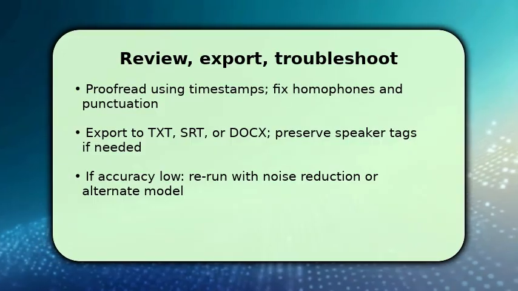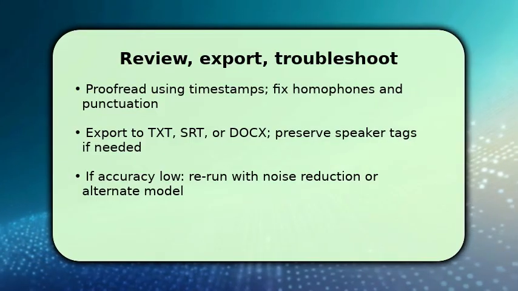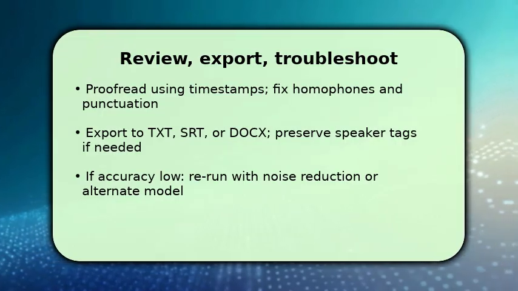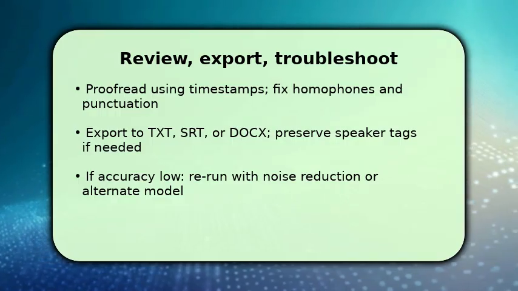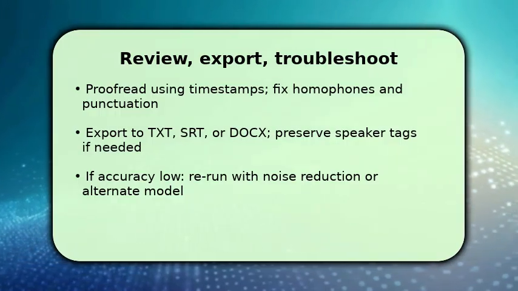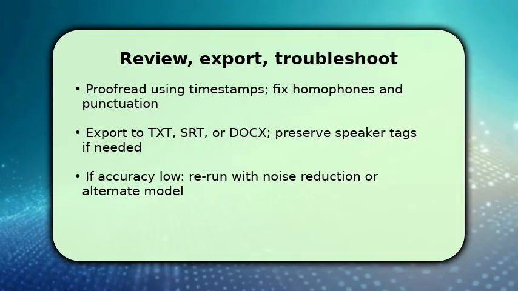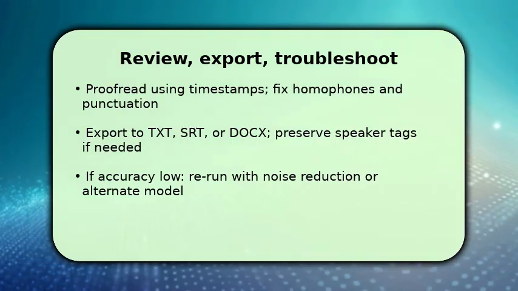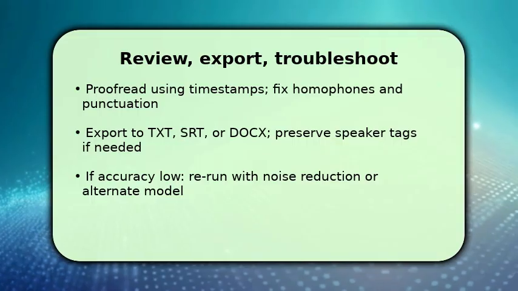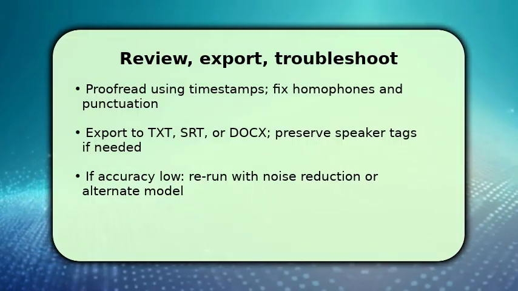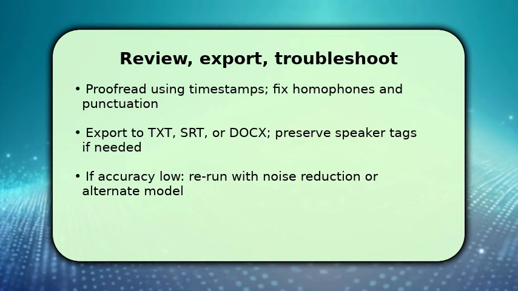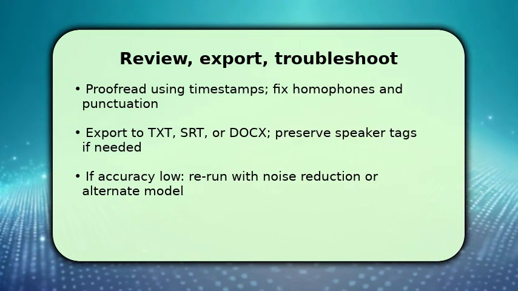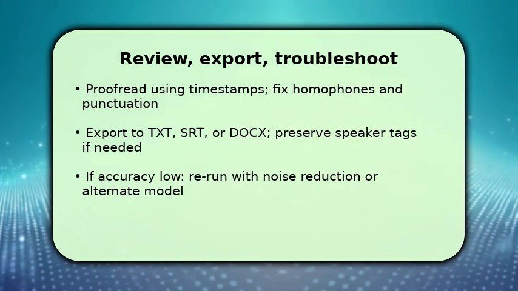Walk through timestamps and correct homophones, punctuation, and speaker labels where confidence was low. Doing this improves readability and downstream use. Export in the format you need, TXT for raw text, SRT for subtitles, or DocX for editing, and keep a copy with timestamps. If things go wrong, try reprocessing, apply stronger noise reduction, split problematic sections, or switch to a specialized model. This troubleshooting tip often fixes persistent errors without.